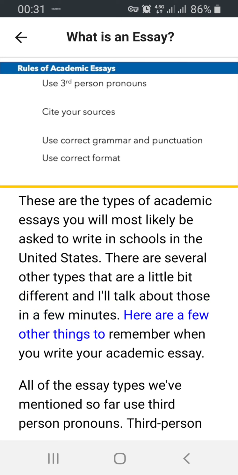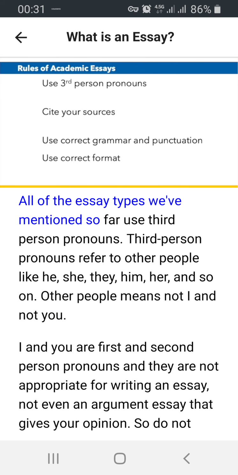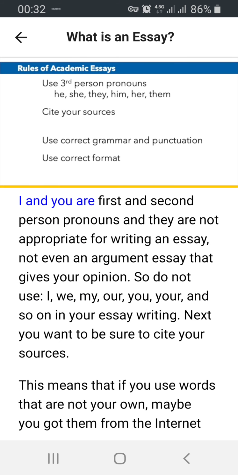Here are a few other things to remember when you write your academic essay. All of the essay types we've mentioned so far use third-person pronouns. Third-person pronouns refer to other people, like he, she, they, him, her, and so on. Other people means not I and not you. I and you are first and second-person pronouns, and they are not appropriate for writing an essay, not even an argument essay that gives your opinion. So do not use I, we, my, our, you, your, and so on in your essay writing.